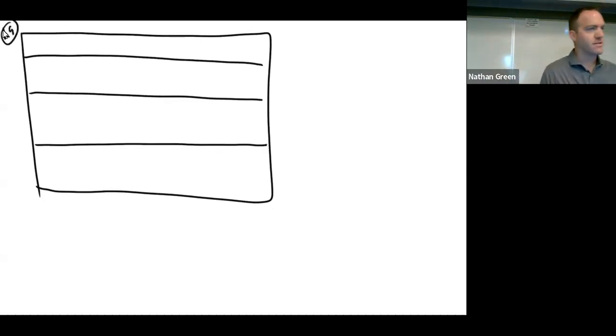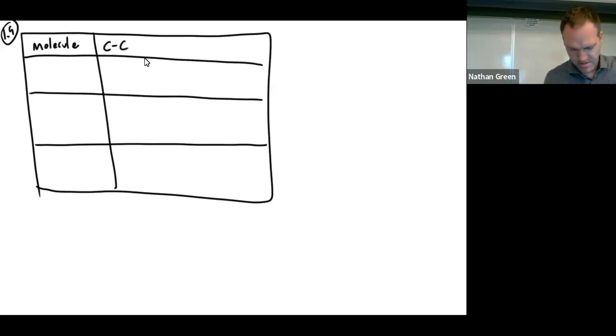I didn't have time to get here on Friday. So let's compare a molecule. And this is in your book. If you don't want to copy down a table, this is in your book as well. But we're going to compare its bond strength and bond length.